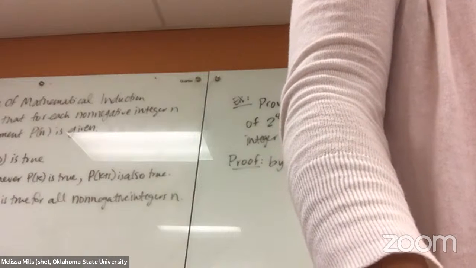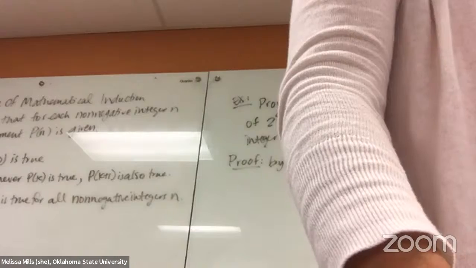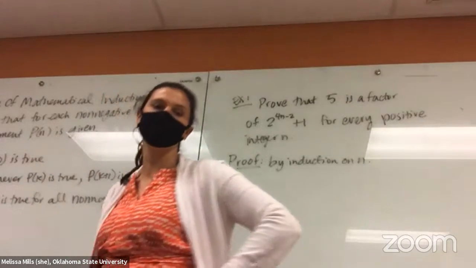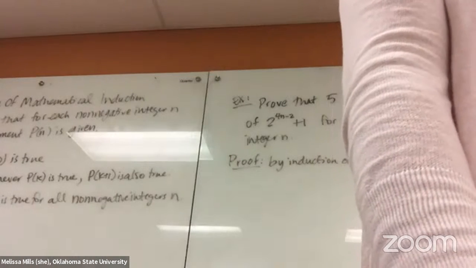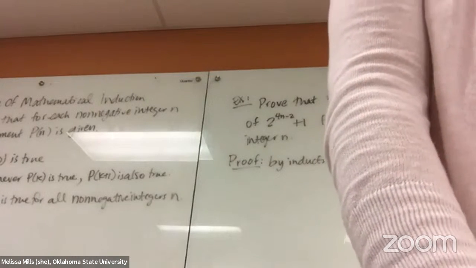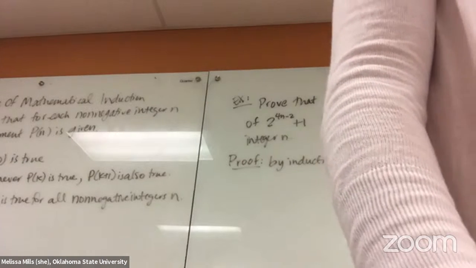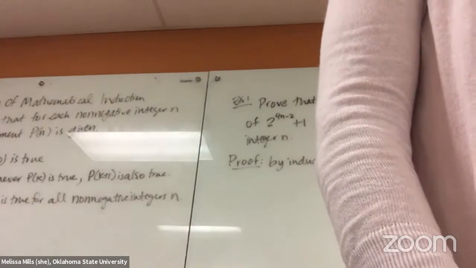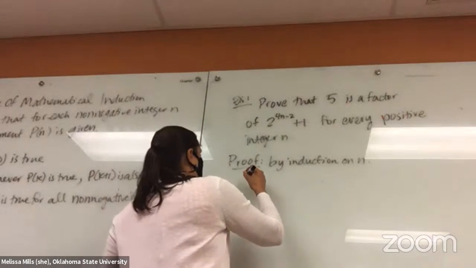Wait, does this work for n equals 0? Okay, so our base case then is n equals 1, right? Yeah, okay, y'all caught that already. Okay, good. Oh, it says so it would be part of this. All right, so what's our base case? N equals 1. Sorry, yeah.